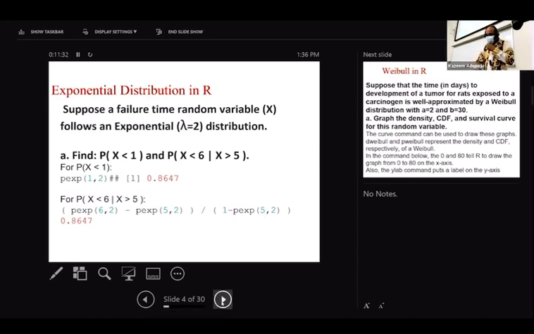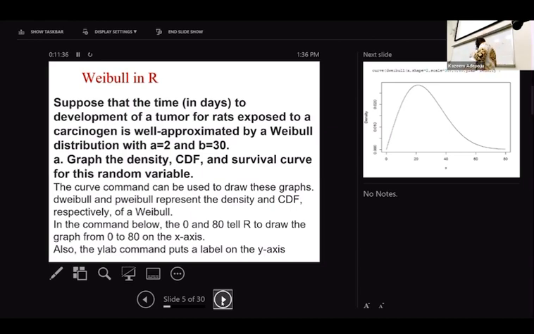Now, what about Weibull? If you want to do the Weibull distribution, if x follows a Weibull distribution with parameters alpha and beta, f of x equals alpha over beta times (x over beta) raised to the power alpha minus 1, times exponential of minus (x over beta) raised to the power alpha, with alpha greater than 0, beta greater than 0, x greater than 0. Now, this is the PDF of a Weibull distribution.